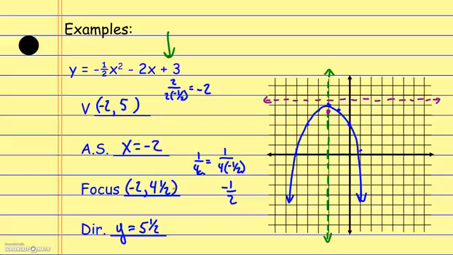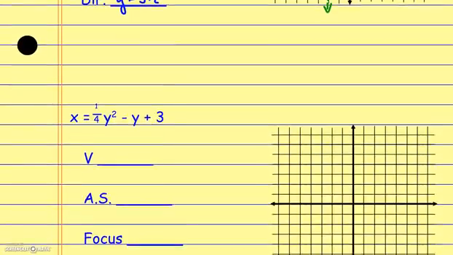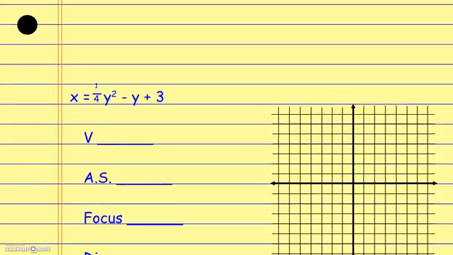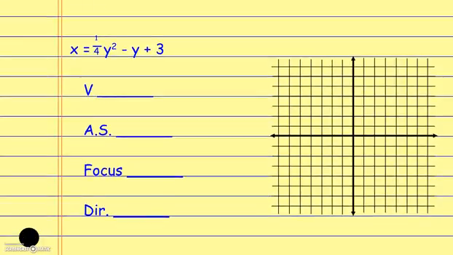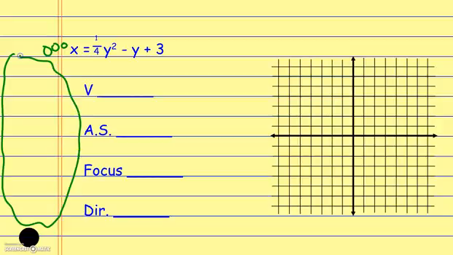All right. If I look at the next one, you'll notice here that this one is in a different format. I've got x equals instead of y equals, and then I have y squared instead of x squared. So this one is going to be a horizontal parabola. If you want to think of it this way, think about the inverse of this thing. The inverse would be y equals 1/4 x squared minus x plus 3.